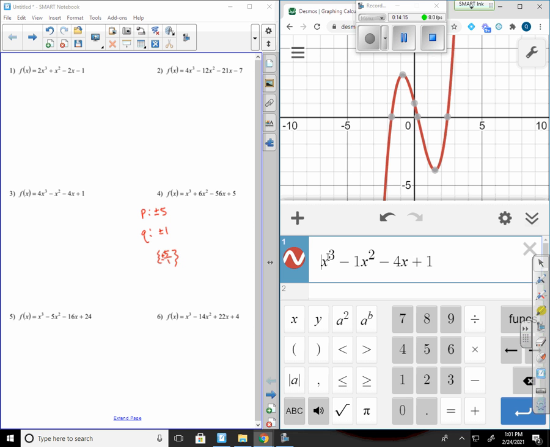Plug the equation into Desmos. X cubed plus 6x squared minus 56x plus 5.